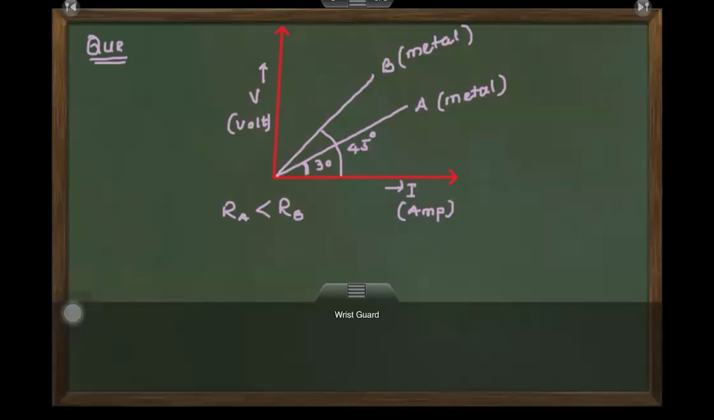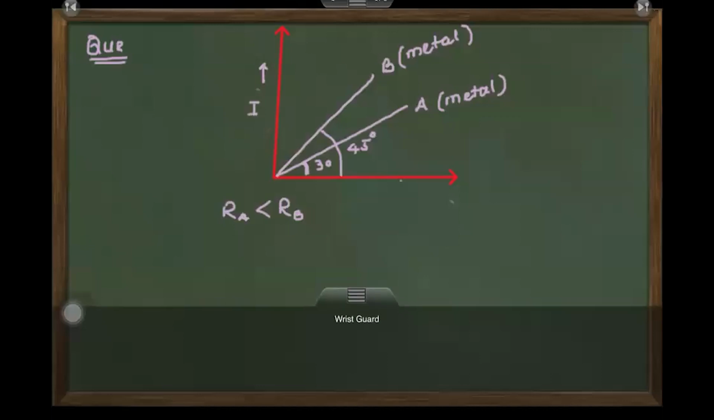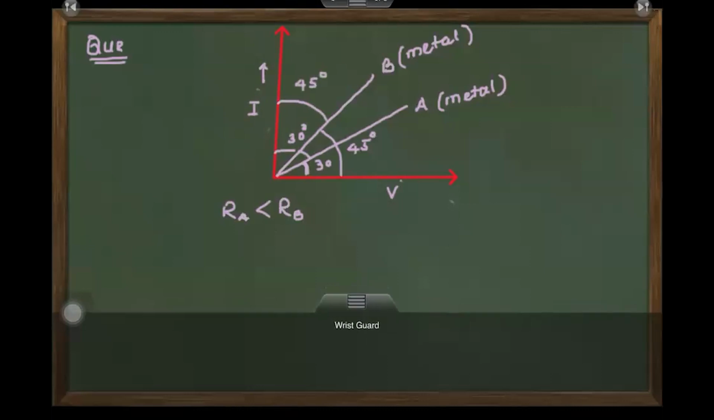Sometimes, suppose I change this question in this way. I'm not having V here, not having I here. I'm reversing it. I'm saying that I is here, V is here. Now, which one will have more resistance? Now, you have to see the angle from the I axis. So this one will be 60 and this one will be 45. So slope is always seen from which axis? I axis. Okay.